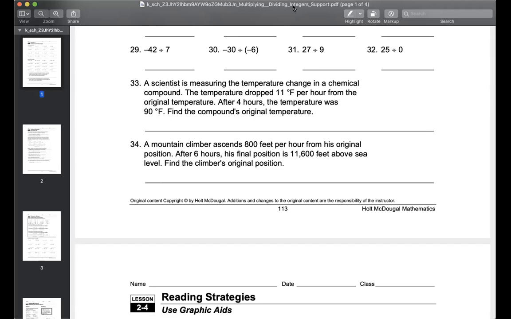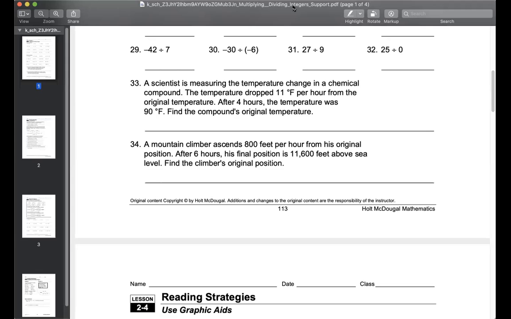Am I going to have a negative answer or a positive answer? And how do I know? Negative. It's going to be negative because I have only one negative number. Right. Because anytime I divide a negative by a positive or a positive by a negative, my answer is going to be negative.